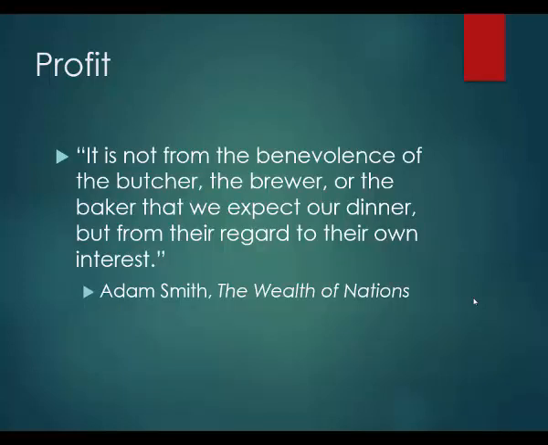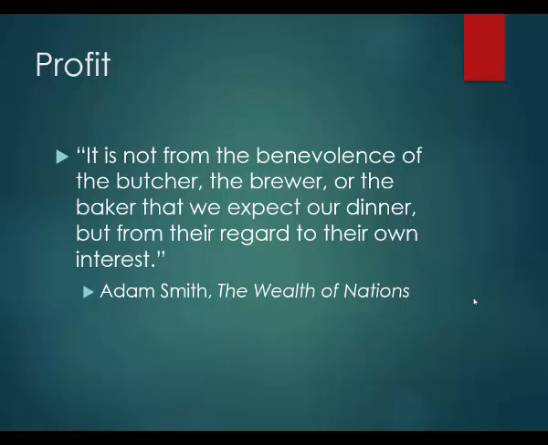A quick little tangent, a little aside about profit. This is a quote from Adam Smith from The Wealth of Nations. It's not from the benevolence of the butcher, the brewer, or the baker that we expect our dinner, but from their regard to their own interest. The profit motive from an economic standpoint is not a bad thing. We're not talking about greed. We're not talking about making money in order to harm people.